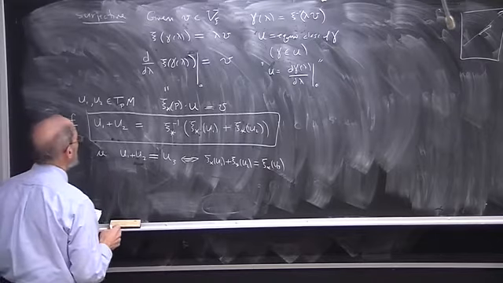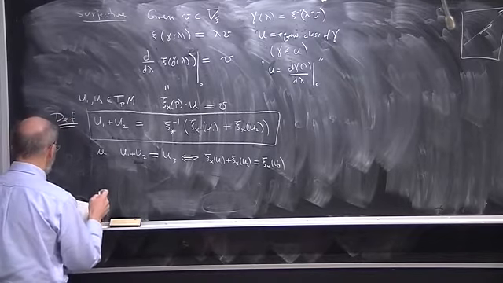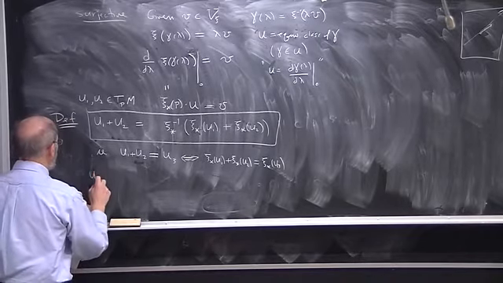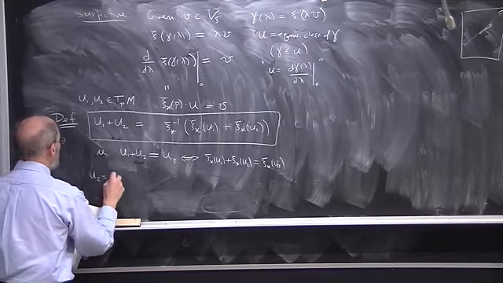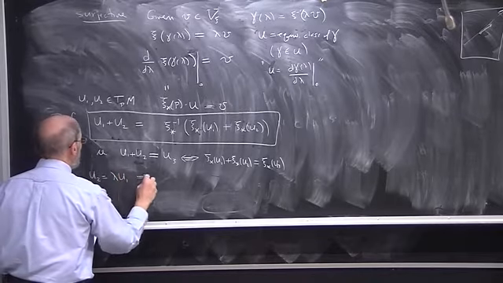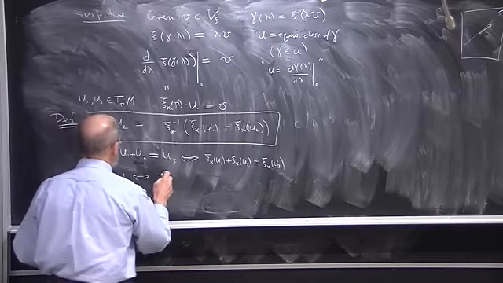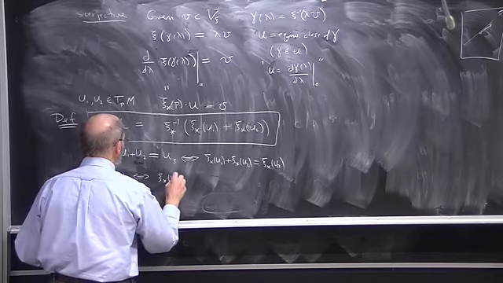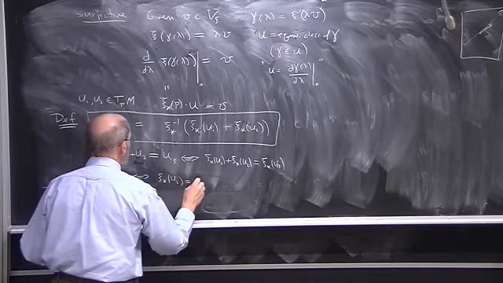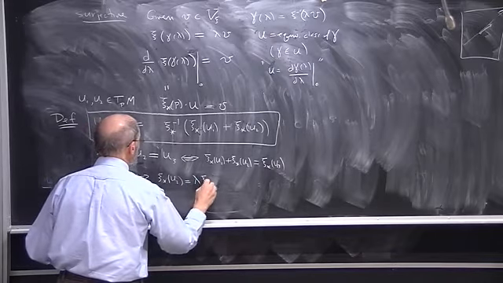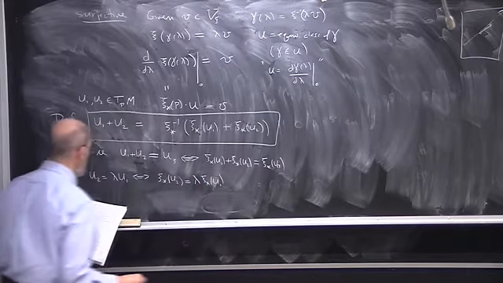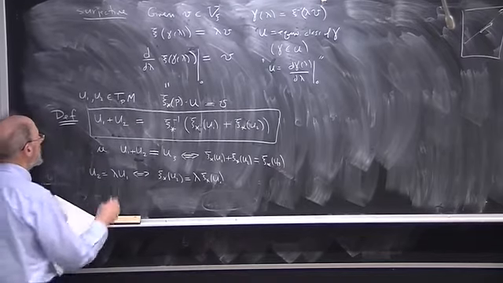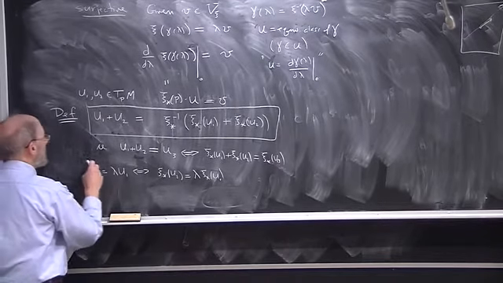Now, what about scalar multiplication? Well, we can use the same trick. U2 is equal to lambda times U1 if and only if C star of U2 is equal to lambda times C star of U1. I've written this in the second form.